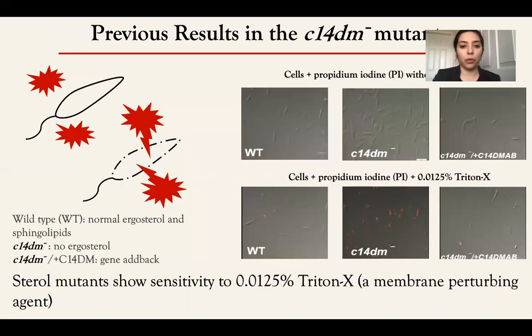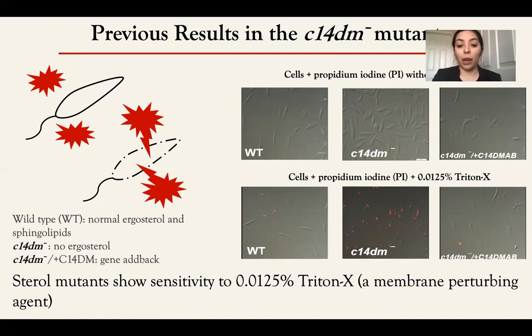So, from previous results, just focusing on the C14 sterol mutant, we had exposed them to Triton X and viewed them under microscopy. That first set of images on the top are wild type, mutant, and add-back cells that did not have this Triton X agent added, Triton X being a membrane perturbing agent.